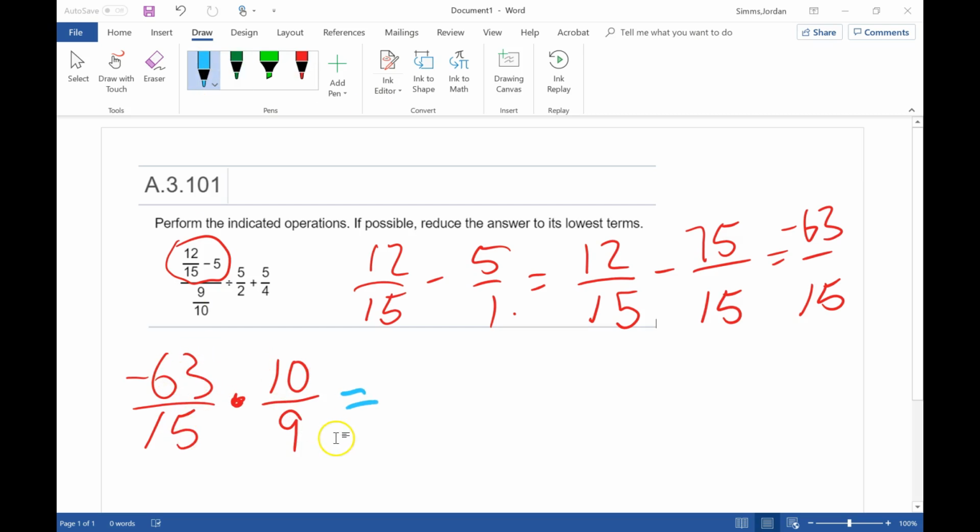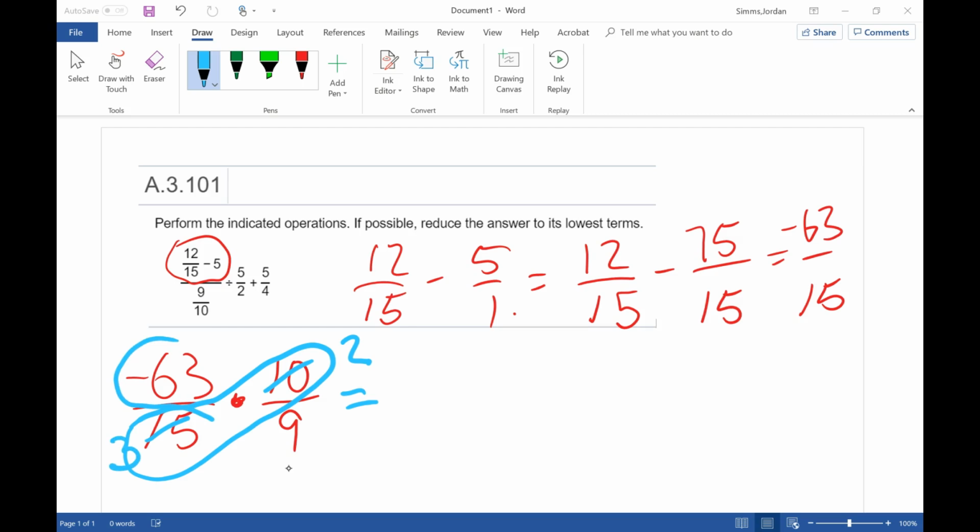Now you can multiply and reduce, or you can reduce and multiply. So I like to reduce and multiply if I can. That means we look in the diagonal and look for a common number. So 10 and 15 are both divisible by 5. So 10 divided by 5, pen just died. 10 divided by 5 is 2. 15 divided by 5 is 3.